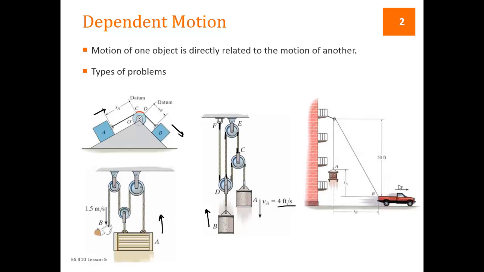Another option is where you have angles involved in your system, right? So the truck is moving outwards, the case is moving upwards, and the velocities of the two, the motions of the two, are related somehow through the trigonometry of this triangle.